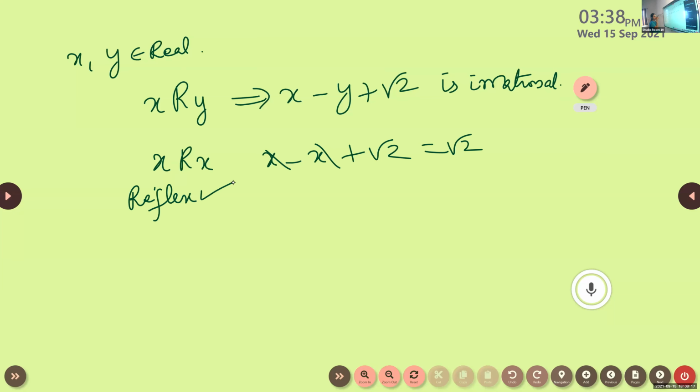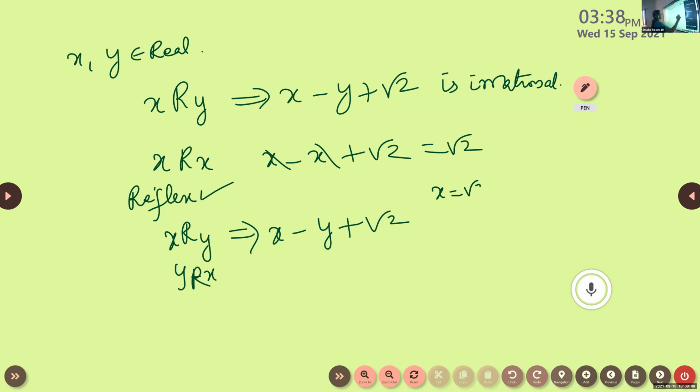Is it symmetric? Check whether it is symmetric. x is related to y implies x minus y plus root 2 is irrational. So what about y minus x? y is related to x. It should be true for all the real numbers, isn't it? Will it be true? Is it symmetric? Or you can assign some values and check.